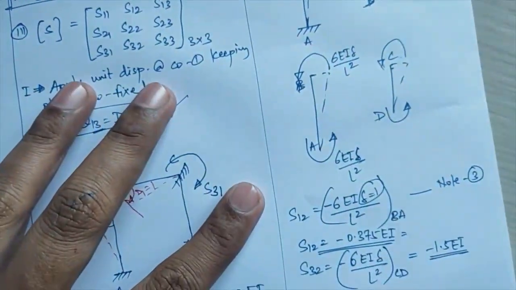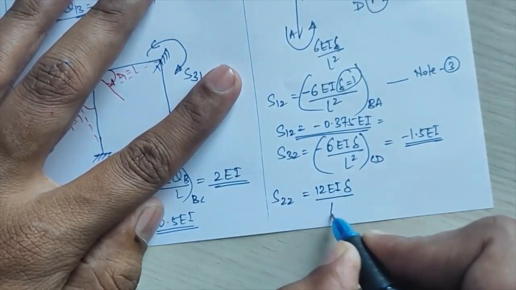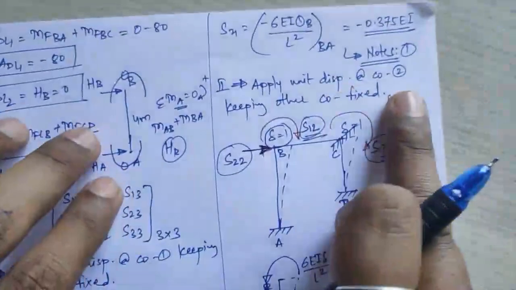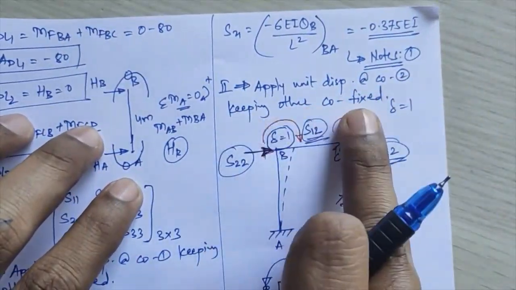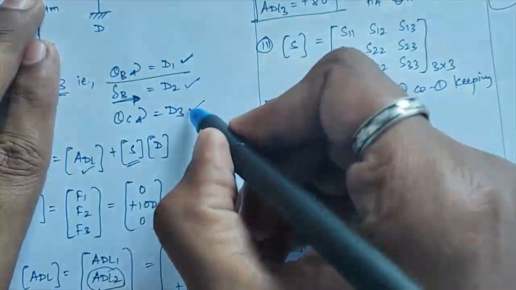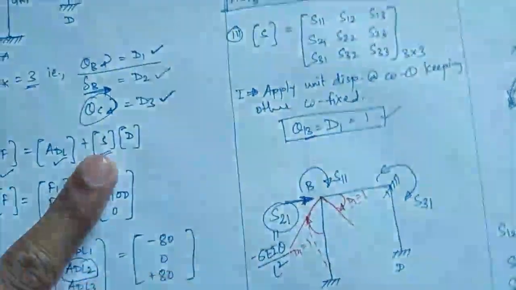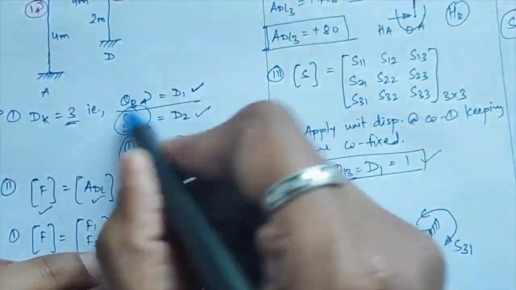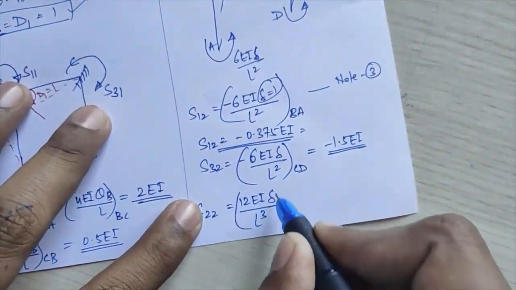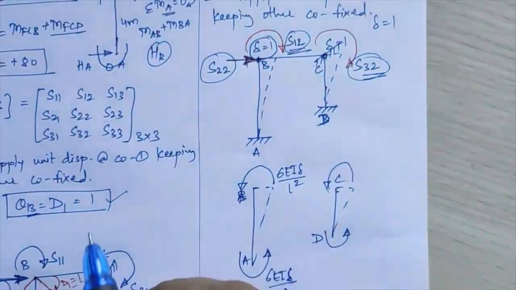So this S of 2 2 will be equal to 12 EI delta upon L cube. Now, we are applying unit displacement at coordinate 2 and keeping all other coordinates fixed, that means theta B and theta C. We are restricting the AB and CD members for the rotations, but we are keeping those free for the delta values. So this translational displacement, 12 EI delta upon L cube, will be emerging at your joint B also and at your joint C also.